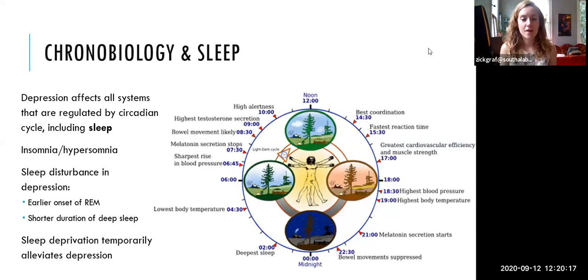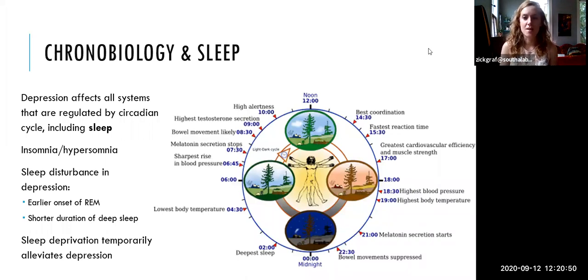So as we talked about in the context of seasonal affective disorder last time, depression affects every bodily system that is mediated by the circadian cycle. So the circadian cycle refers to daily rhythms in alertness, activity level, appetite, sleepiness, and cognitive functioning. In the context of depression, we most think about dysregulation of chronobiology in causing symptoms of insomnia or hypersomnia.